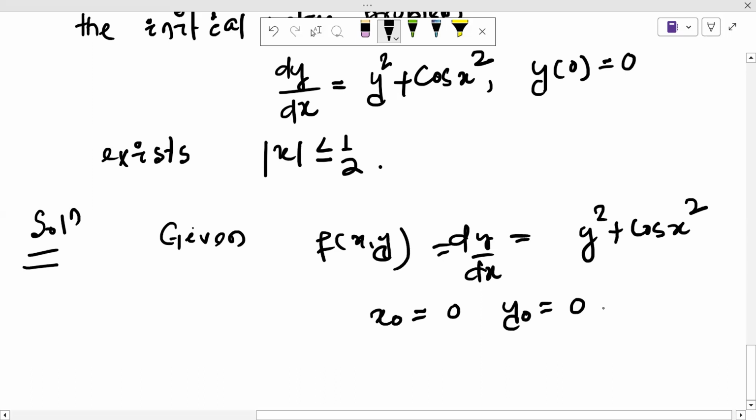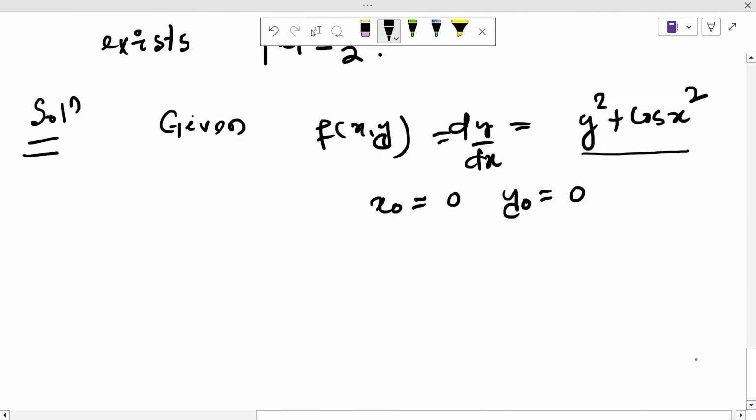What about that? So our uniqueness of the solution is described. Can you differentiate this function? Can you do the derivative of this function? Yes. What is the derivative here? Del f by del y. What is the value of del f by del y? It is 2y.